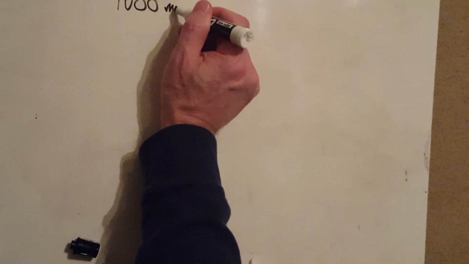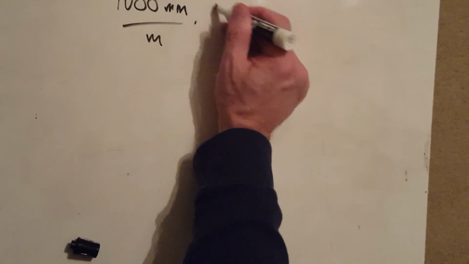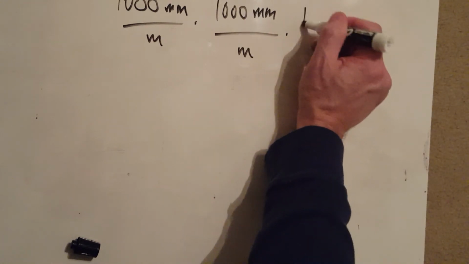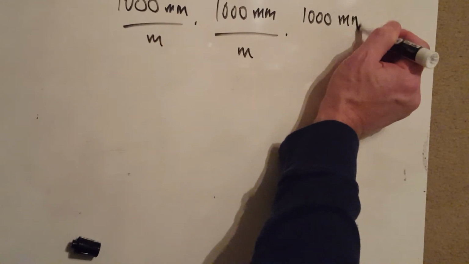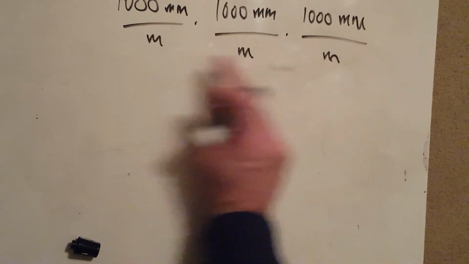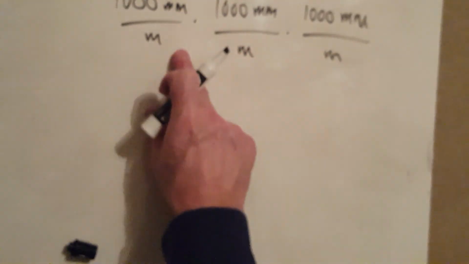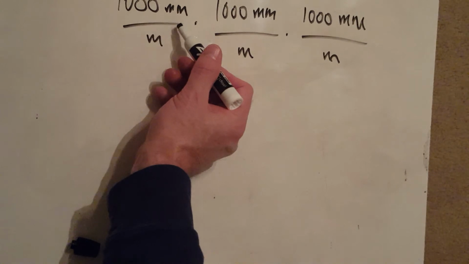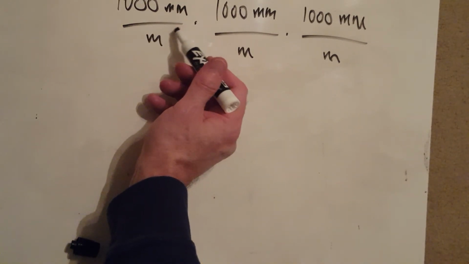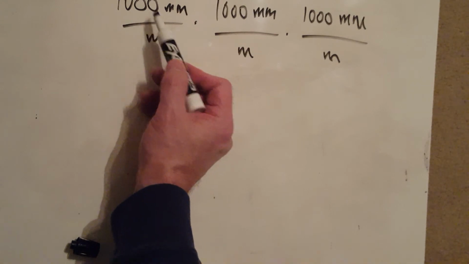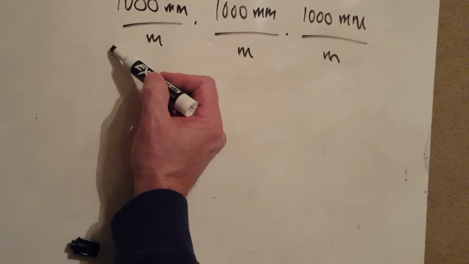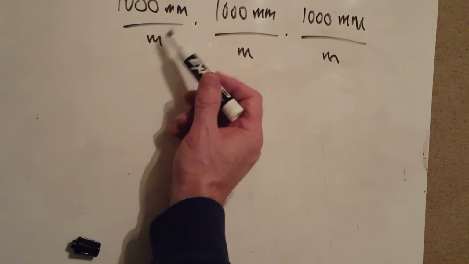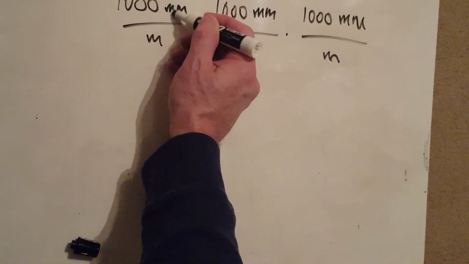1,000 millimeters per meter times 1,000 millimeters per meter times 1,000 millimeters per meter. Remember, these are just conversion factors, right? Okay, and so what you have is two quantities on the top and on the bottom of this fraction bar. Since the quantities are the same, all you really have is 1 here. You've got 1,000 millimeters over 1 meter, and those two quantities are the same.